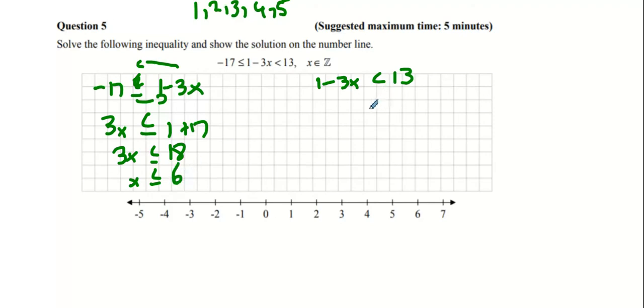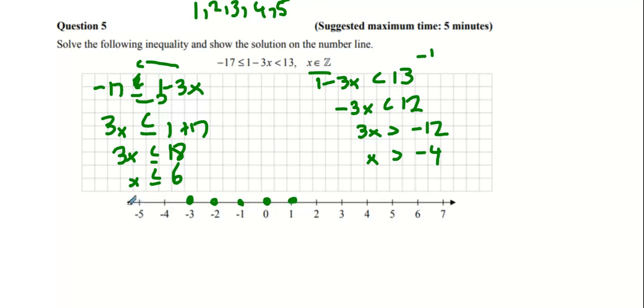Now move over to 1, so you get minus 3x less than 13 minus 1, which is 12. Multiply both sides by minus, you get 3x, but you got to change direction to make it greater than minus 12. Then divide by 3 and you get x is bigger than minus 4. Now it's x element of Z, which means positive and negative whole numbers. So we're not allowed minus 4, but we're allowed minus 3, minus 2, and we're allowed to go all the way up to 6, including 6 because of the equal sign. Okay, and we're done.